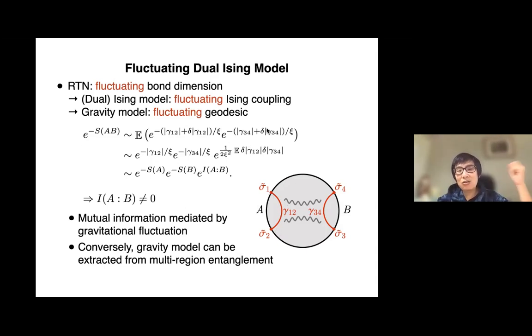And then the fluctuation of the geodesic can be such that it can fluctuate collectively due to the underlying fluctuation of the background geometry. The geodesic fluctuation can be collective. So this collective geodesic fluctuation will contribute additional terms to this correlation function, such that the correlation function is no longer factorizable, and that additional term leads to mutual information.